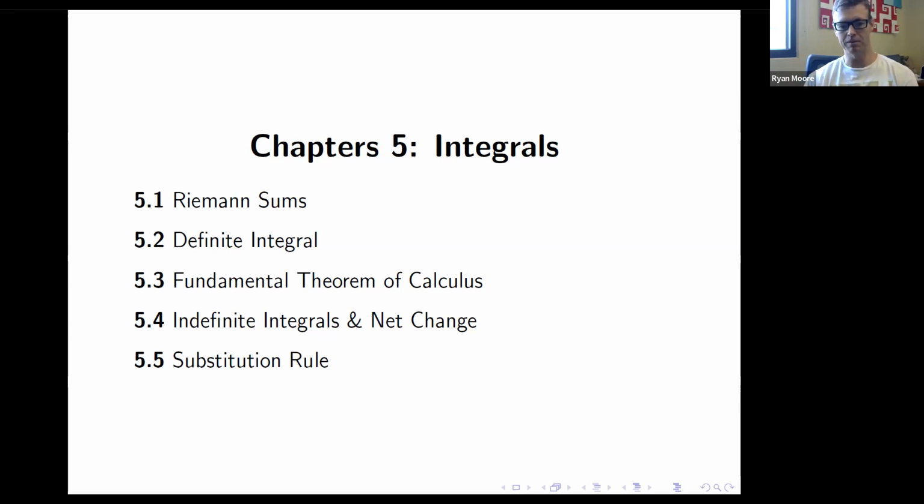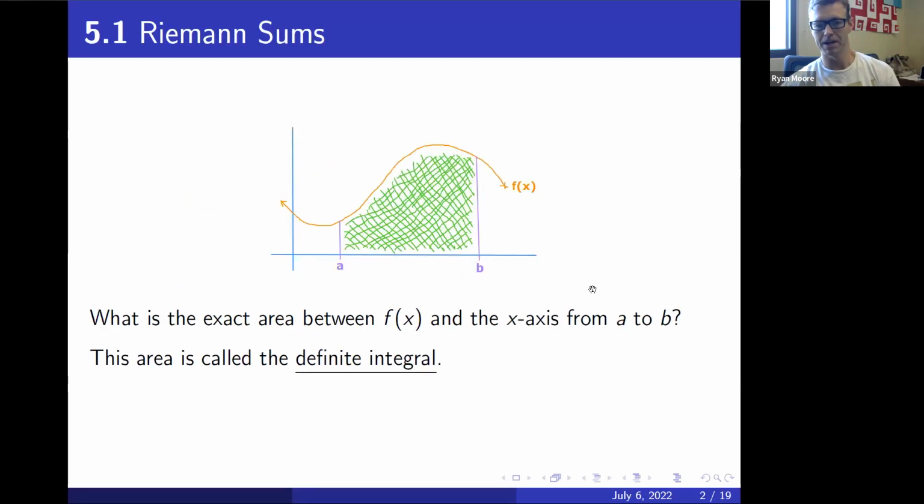And then in 5.5, we're going to expand our powers further. We'll be able to perform integrals on more functions when we learn the substitution rule. Okay, but first things first, let's talk about Riemann sums.